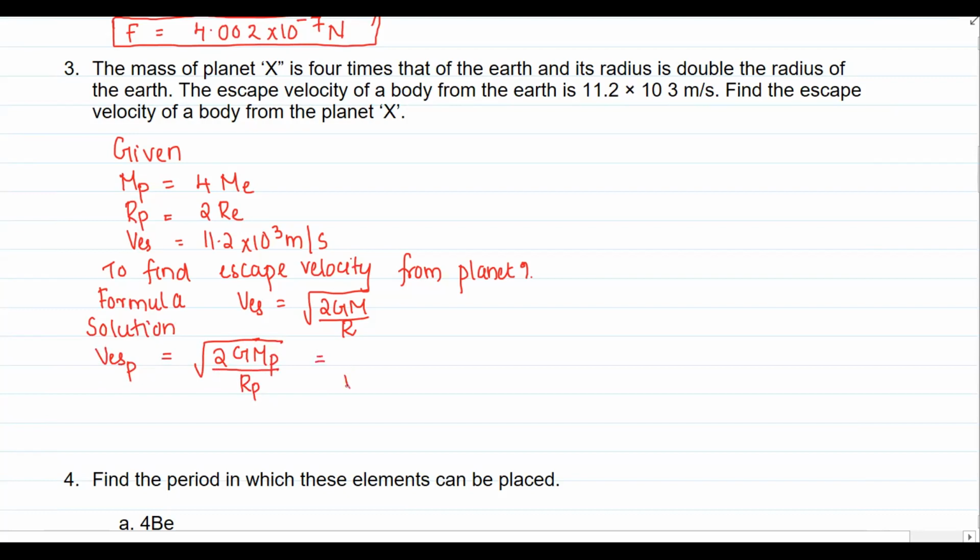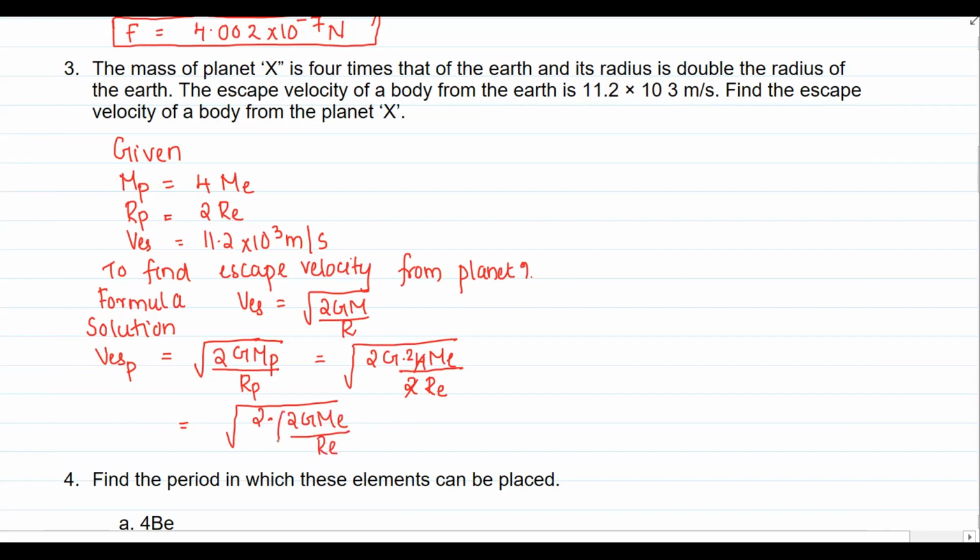On substituting the value, we will get under root 2G into, what is MP? MP is 4 times ME, 4ME upon radius is 2 times that of Earth. So here this 2 and 2 will cancel. We will get that is equal to under root 2 into 2GME upon RE will get.